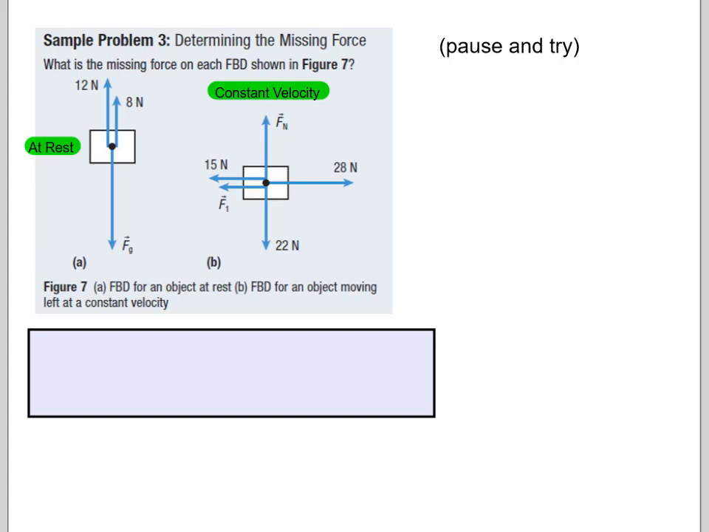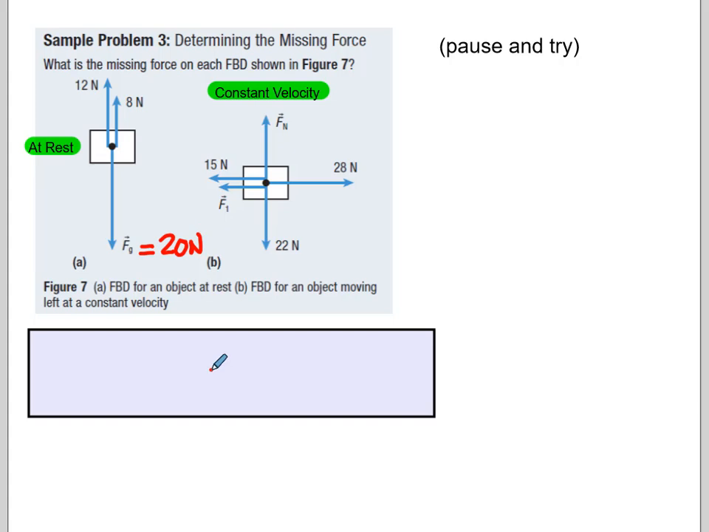Okay, so let's take a quick look at a problem. Determine the missing force. What is the missing force on each FBD? That's free body diagram. For the first question, A, we're at rest. You'll notice we have 12 newtons pointing upward, 8 newtons pointing upward, and we have an FG. Now if this is at rest, that means we need to have some amount here that balances the 20 newtons going upward. So to balance, this would have to be a force of 20 newtons going downward.